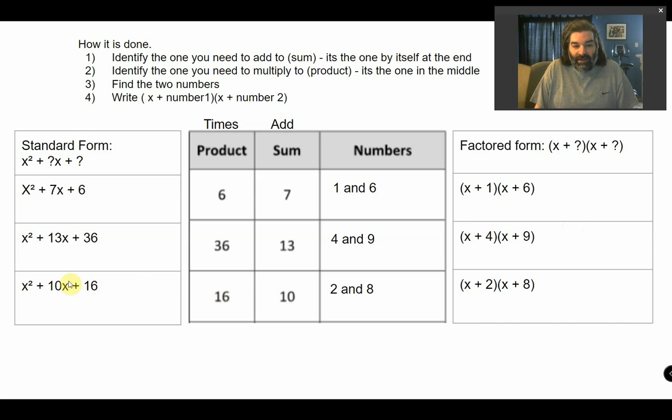x squared plus 10x plus 16. Well, what adds to 10 and multiplies to 16? Just always remember, adding to the one in the middle, multiplying to the one at the end. Well, 10 and 16, all right, well, obviously 1 and 16, no. Go down, 1, oh, 2 and 8. Yep, that works. That multiplies to 16. So it's got to be x plus 2, x plus 8. There you go. Okay?